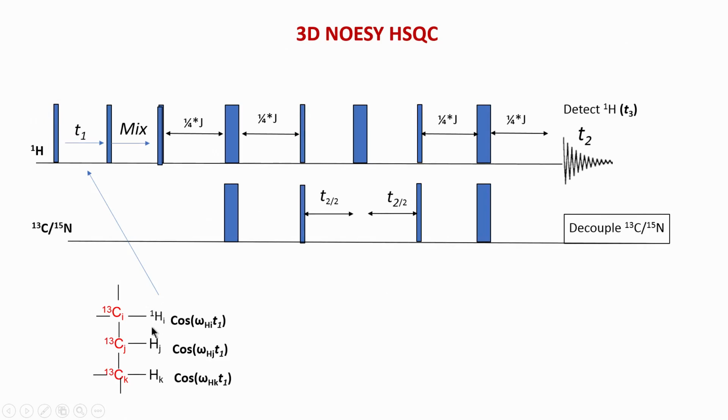So, all of them are excited and they start evolving during this period with their chemical shift. It is called cosine omega, it can be sine also, it does not matter, but I am just writing it as cosine. So, cosine omega for Hi, Hj, Hk, each of this is during T1.